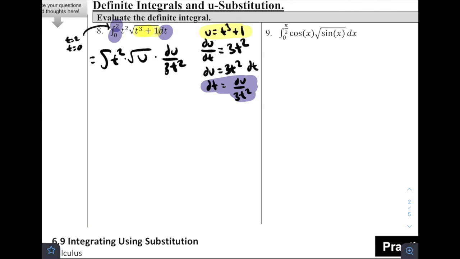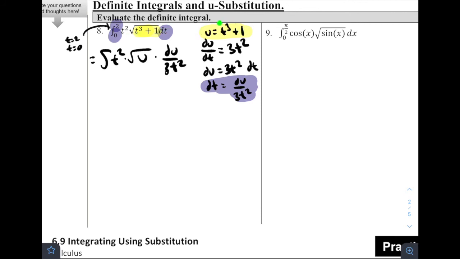Now, before I get canceling, what I want to say here is I don't want to keep these limits of integration. My limits of integration here are with respect to time, or t, while the whole rest of this, hopefully when they simplify, is going to be in terms of u. So how do I fix that? I can't have t here and then u inside. That's not going to work.